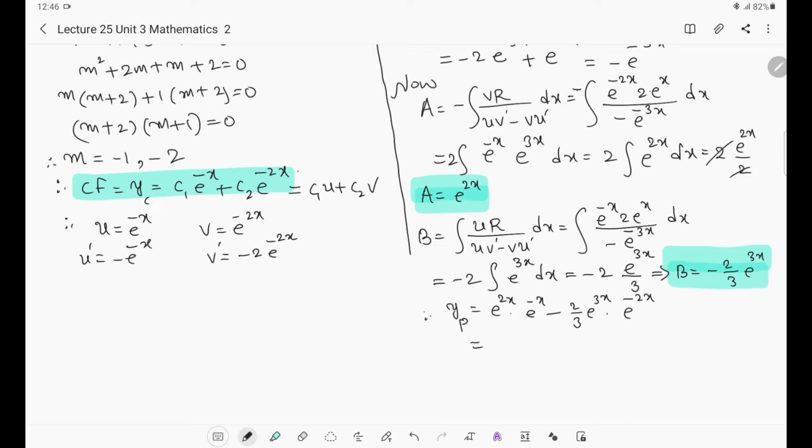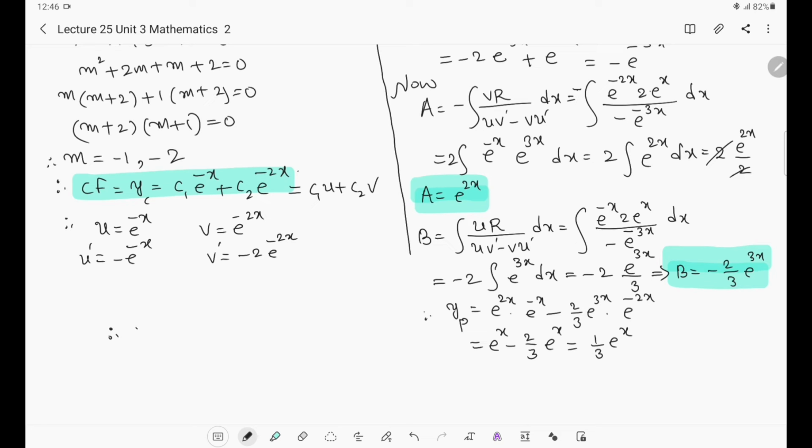Let us simplify this. What we will get? Here 2x minus x, so e power x, minus 2 by 3. Here e power 3x minus 2x, so e power x only. E power x, which is 1 into e power x and here minus 2 by 3. So take the LCM: 3 e power x minus 2 e power x, which is 1 by 3 e power x. So the particular integral is 1 by 3 into e power x.